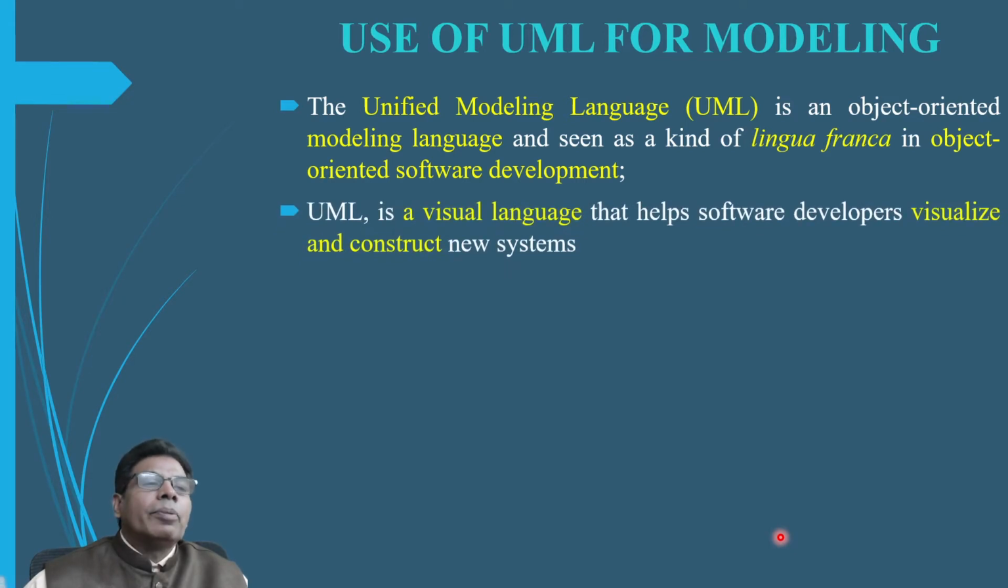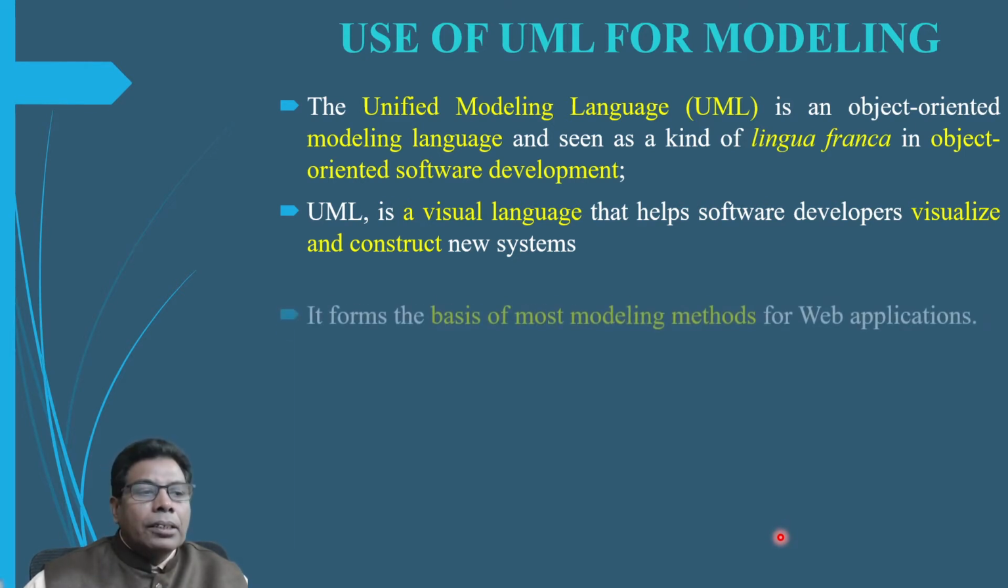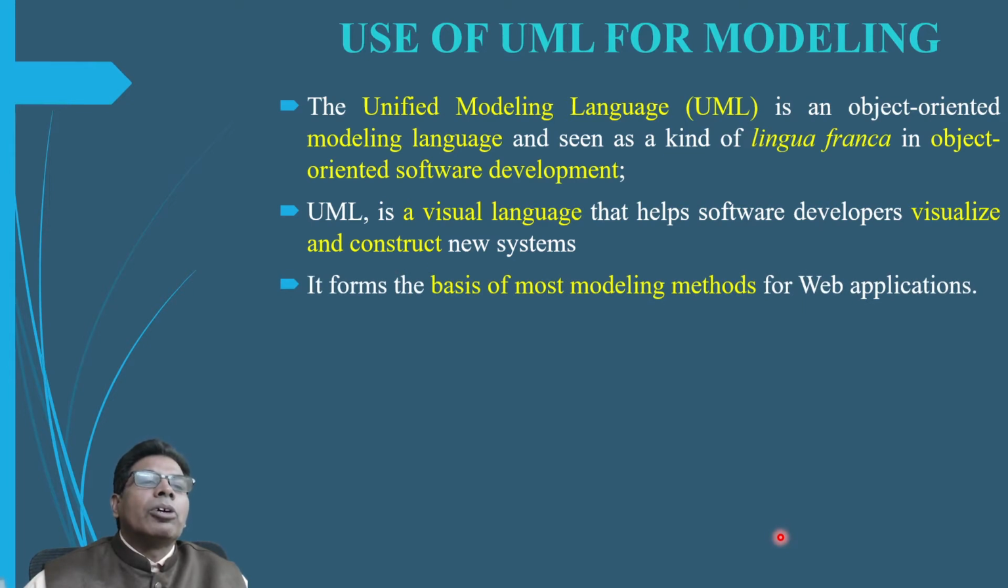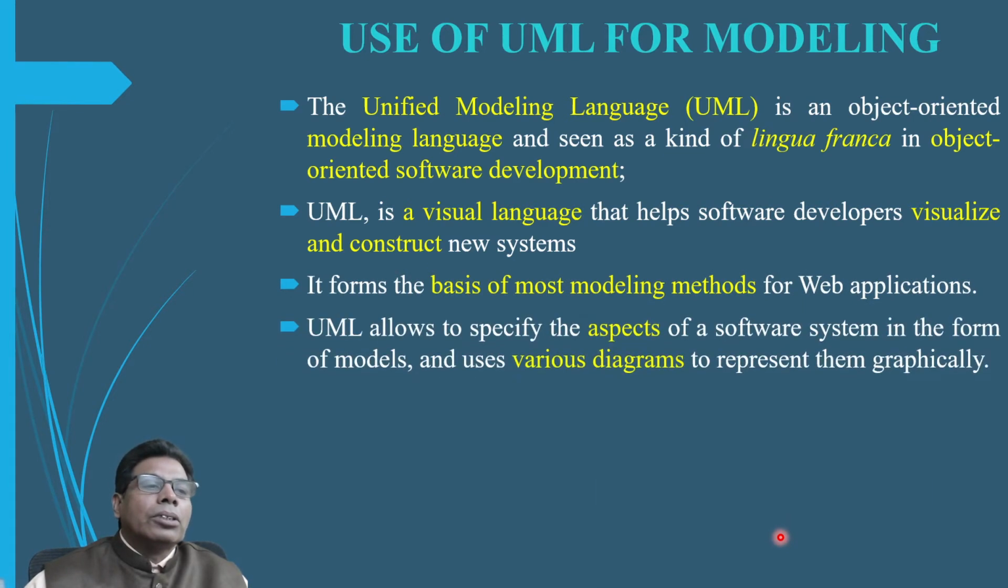Then UML is a visual language, so that helps the software developers to visualize and construct their new systems. It forms the basis of the most modeling methods for web applications. Then UML allows to specify the aspect of the software system in the form of models and uses various diagrams to represent them graphically. So in UML we have different types of diagrams.